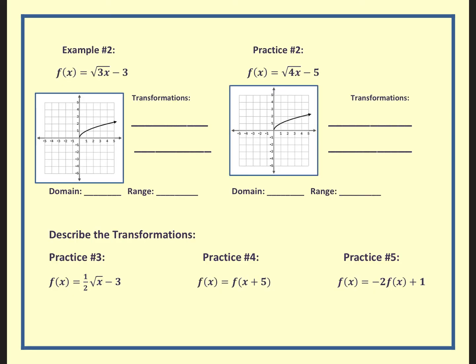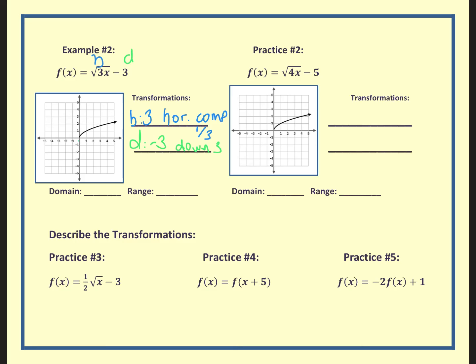So this has different values in here. So on this one, I see a B value of 3. And if the B is 3, this is a horizontal compression, and you need to take the reciprocal of it. It's a horizontal compression of 1/3. And then your D value, and the reason we know it's a D value is because it's the number that's not underneath your radical. Your D value is a -3, so the graph is going down 3.